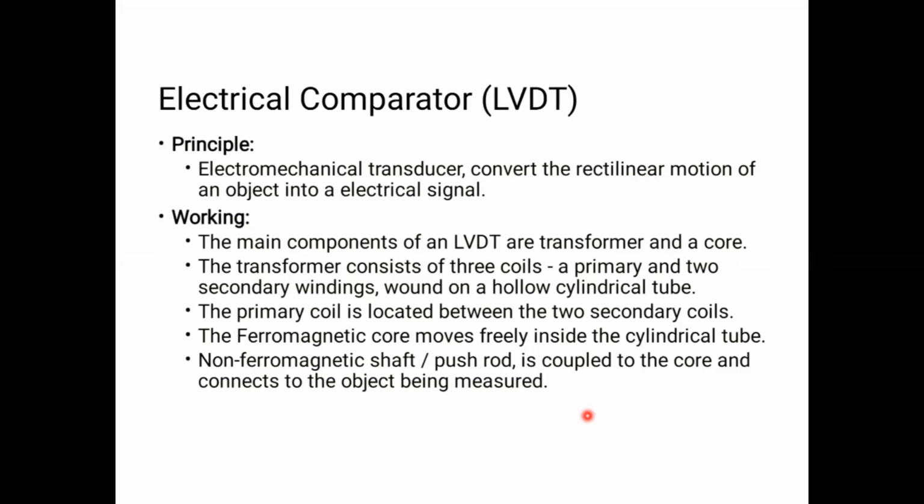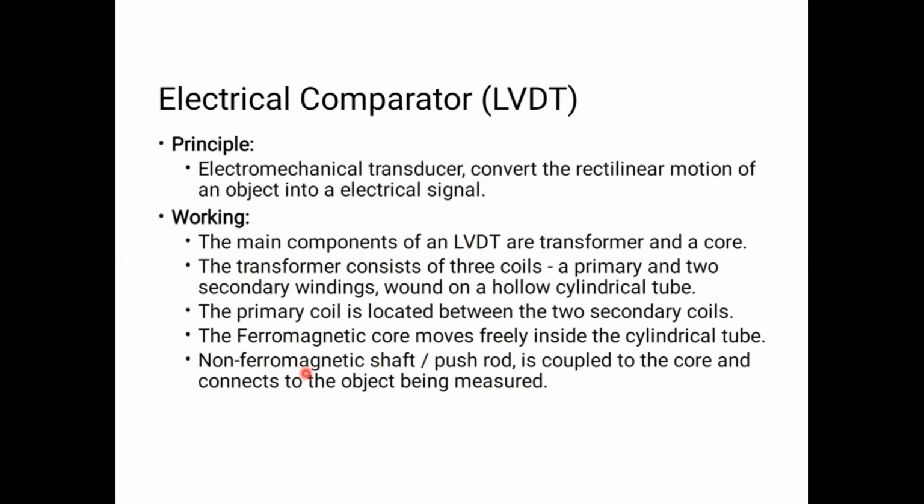Now the construction of this LVDT, linear variable differential transducer. The main components of an LVDT are a transformer and a core. The transformer consists of three coils, a primary and two secondary windings. We will see the primary and secondary windings in the next slide. Those windings are wound on a hollow cylindrical tube. The primary coil is located in between the two secondary coils. The ferromagnetic core moves freely inside the cylindrical tube. The core is made of ferromagnetic material.